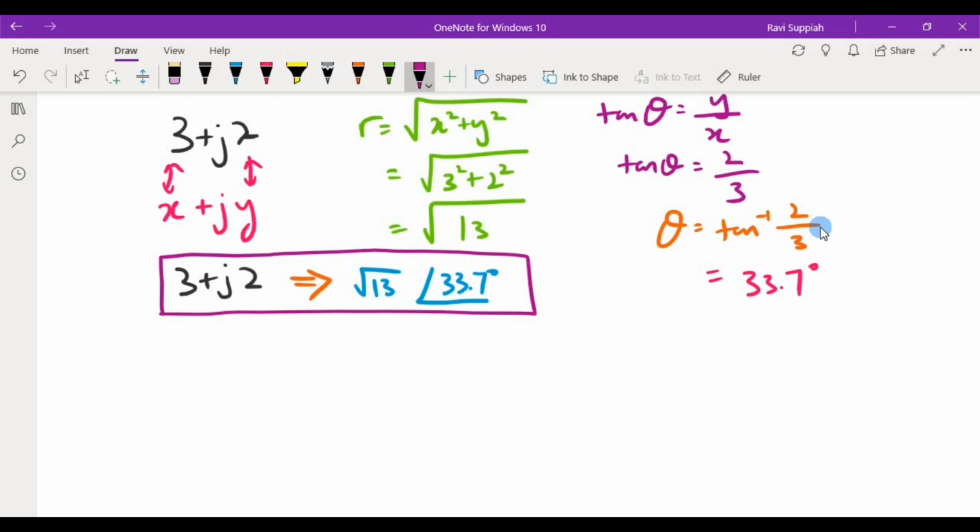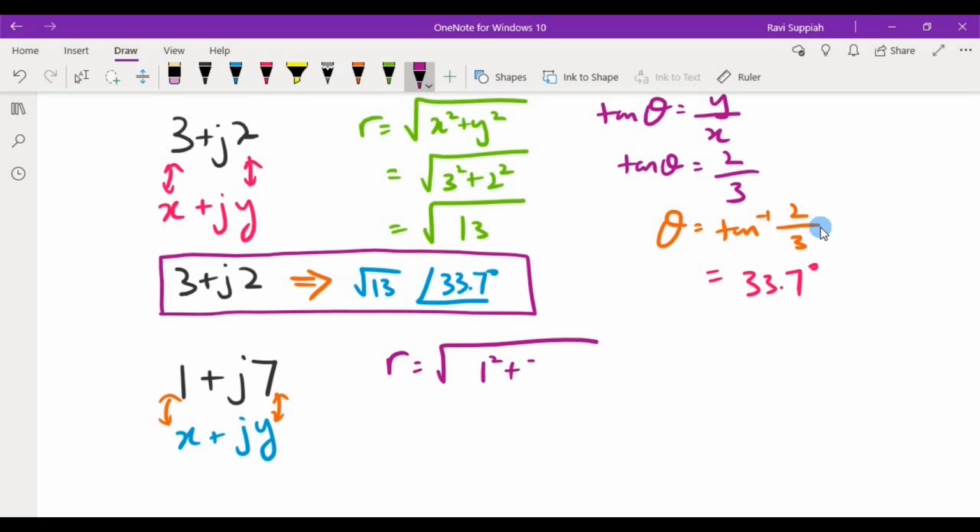Now let's try another example. If I give you another complex number 1 plus j7, and you relate it back to our generic expression x plus jy, you will see that x is 1 and y is 7. So r is given as the square root of 1 square plus 7 square, x square plus y square.